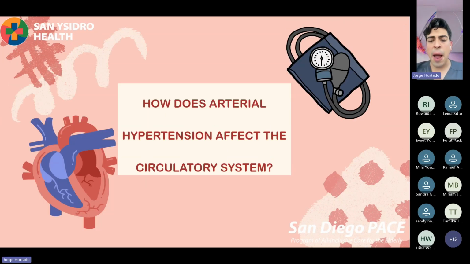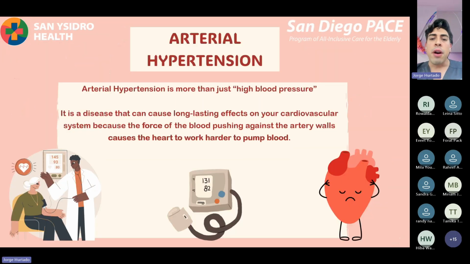Now, what is hypertension? How does it affect the system, right? Why is it so famous? Why is it so important? We're going to start talking about that. Now, arterial hypertension is a lot more than just having high blood pressure. It's a chronic illness, a disease that is somewhat incurable, but really manageable.